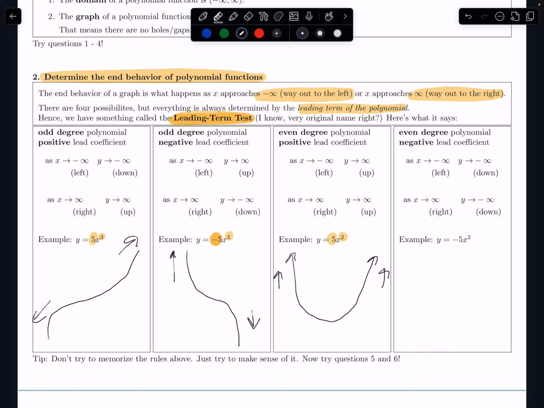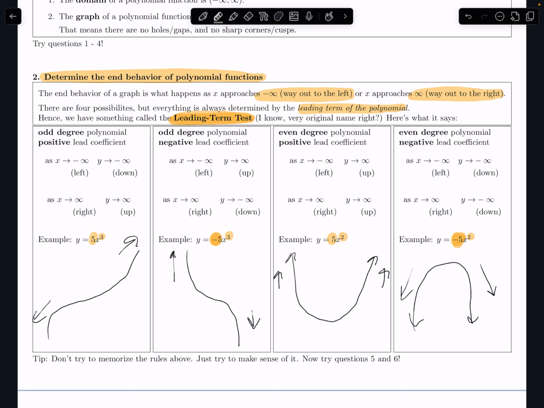And then, if you have a negative of an even power, then the even power here and a negative in the front, it's going to do the opposite, right? We know from experience, that's an upside down parabola. What happens with an upside down parabola? It goes down as you go to the left, and it goes down as you go to the right.